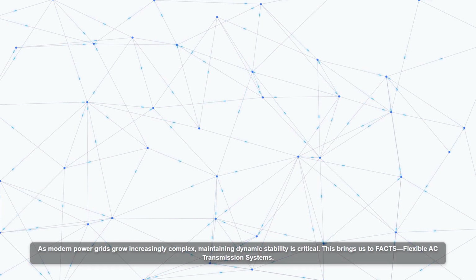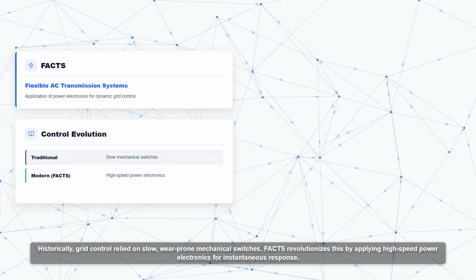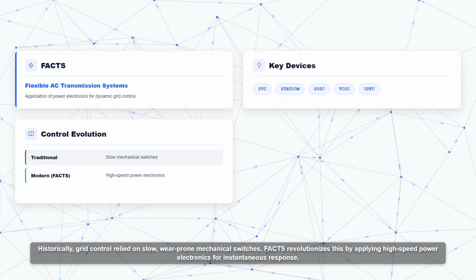As modern power grids grow increasingly complex, maintaining dynamic stability is critical. This brings us to FACTS, flexible AC transmission systems. Historically, grid control relied on slow, wear-prone mechanical switches. FACTS revolutionizes this by applying high-speed power electronics for instantaneous response.